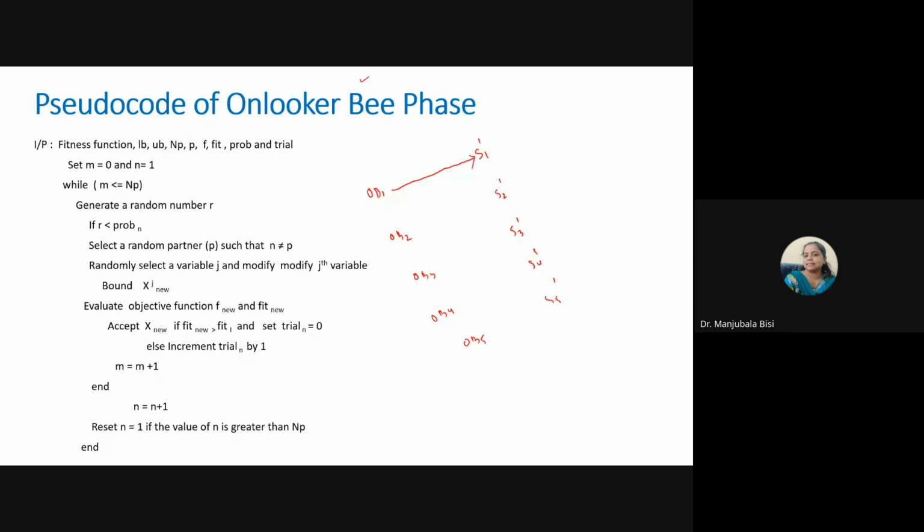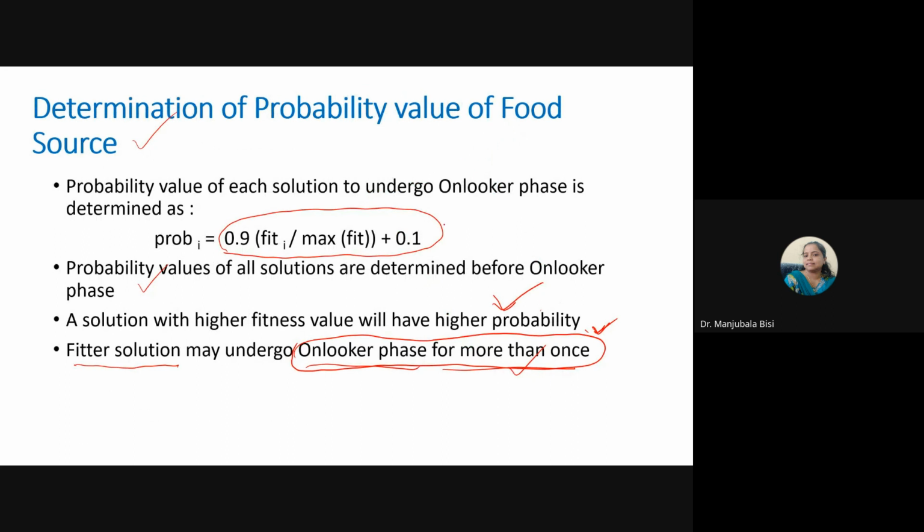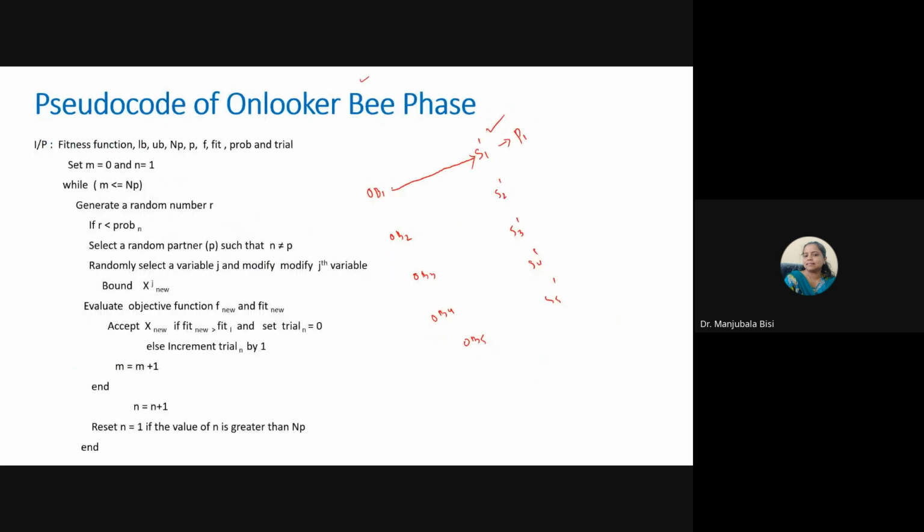That means it will try to change the solution S1 dash. When it changes the solution, we have the probability value associated with each solution, which we have already determined. So if OB1 is trying to exploit the solution S1 dash, it will generate a random number R which follows the uniform distribution in the range 0 to 1. If R is less than P1, the probability of the first food source, then OB1 can change the solution S1 dash.